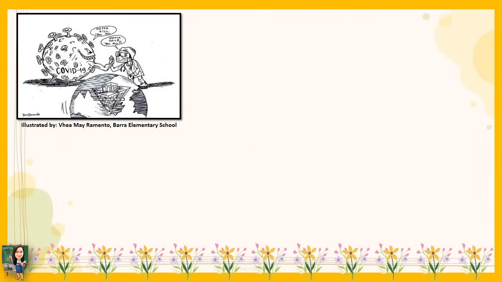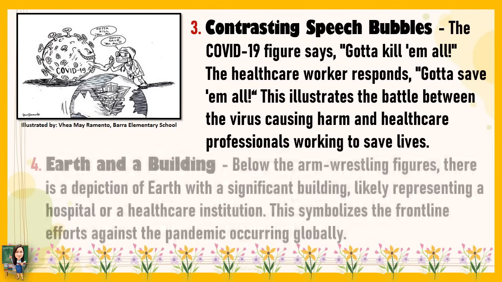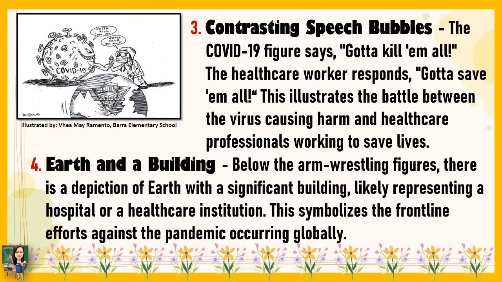The third detail in the image is the contrasting speech bubbles. The COVID-19 figure says, "Gotta kill 'em all," and the healthcare worker responds, "Gotta save them all." This illustrates the battle between the virus causing harm and healthcare professionals working to save lives. And the fourth significant detail in this image is Earth and a building. Below the arm wrestling figures, there is a depiction of Earth with a significant building, likely representing a hospital or a healthcare institution. This symbolizes the frontline efforts against the pandemic occurring globally.